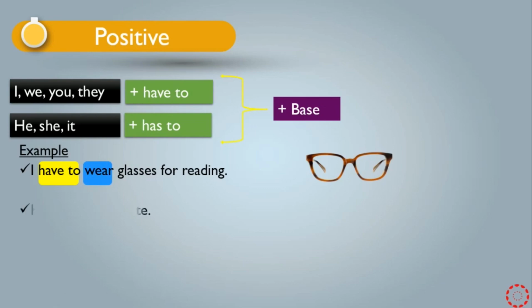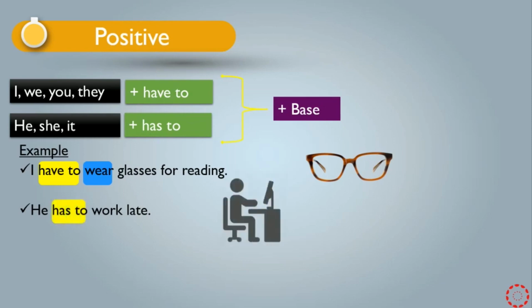Another one we have: he has to work late. This sentence means that he has to work late, so there is no way to not work or not go to work. So you have to do it. What does the speaker mean? He has to work. We have has to here because our subject is he, the third person singular, so I have to use has to. After that we have the verb work, which is base.